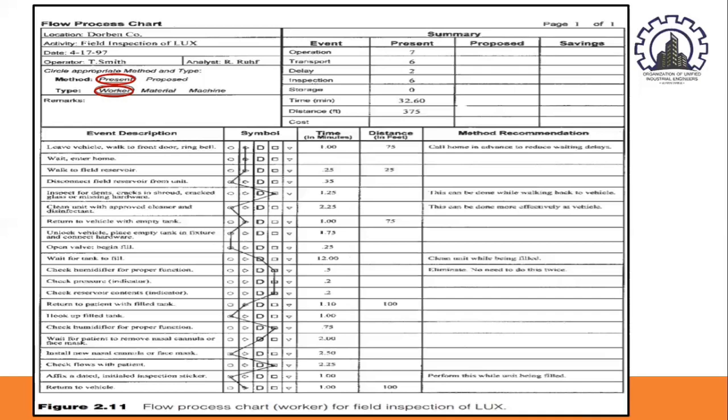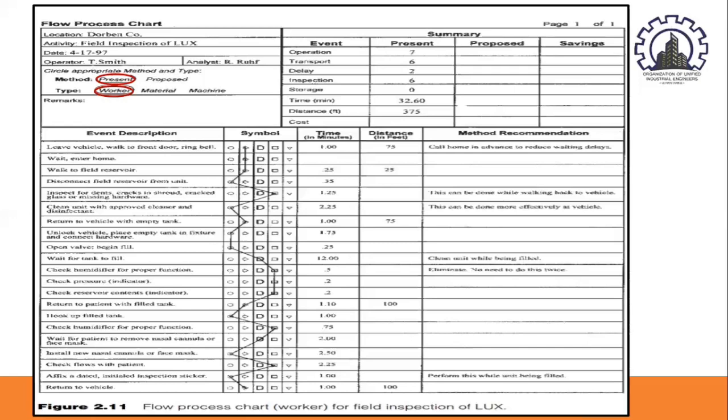So let's say, for example, for the first event description: leave vehicle, walk to front door, ring bell. That took the operator 1 minute to do this process, and the distance traveled is 75 feet. Now, the recommendation of the analyst says, call home in advance to reduce waiting delay. So you will be using this in your proposed method, and so on and so forth.